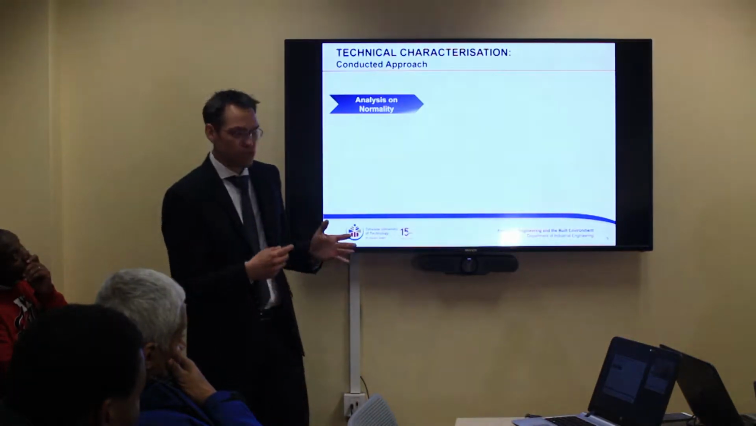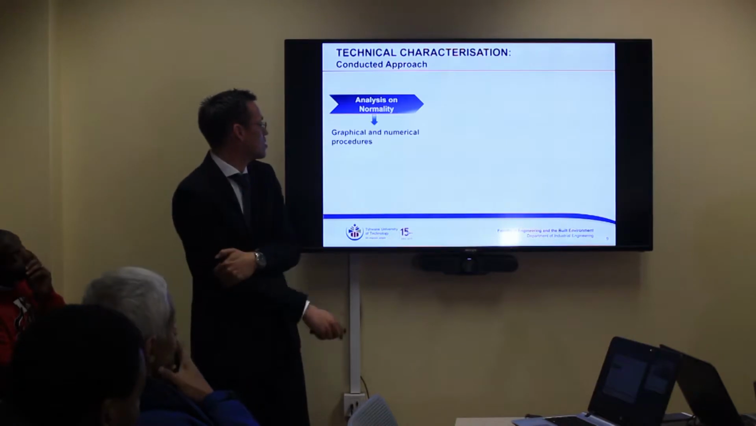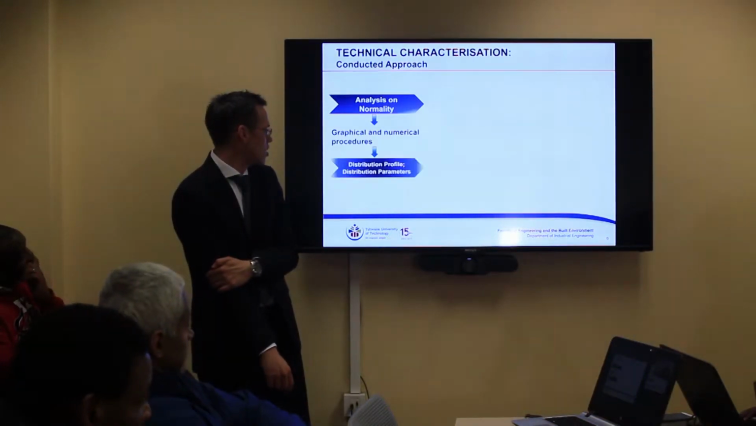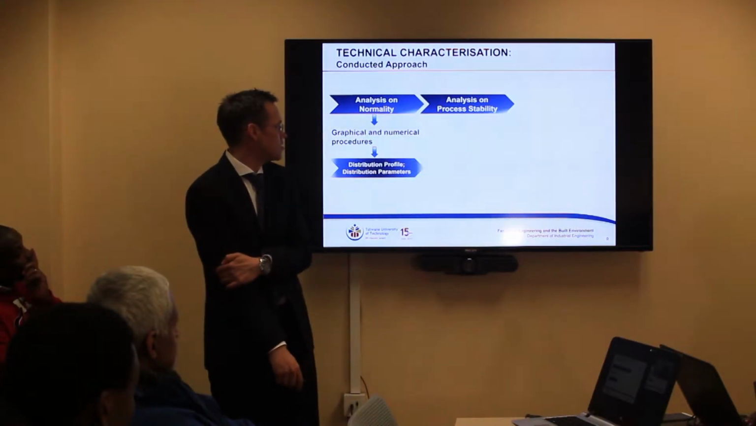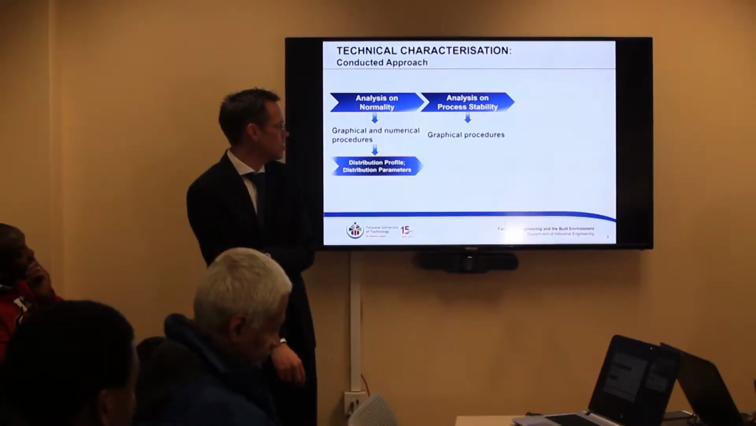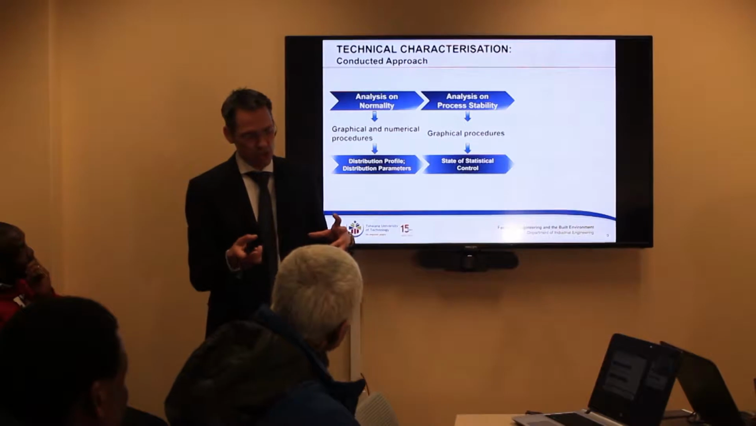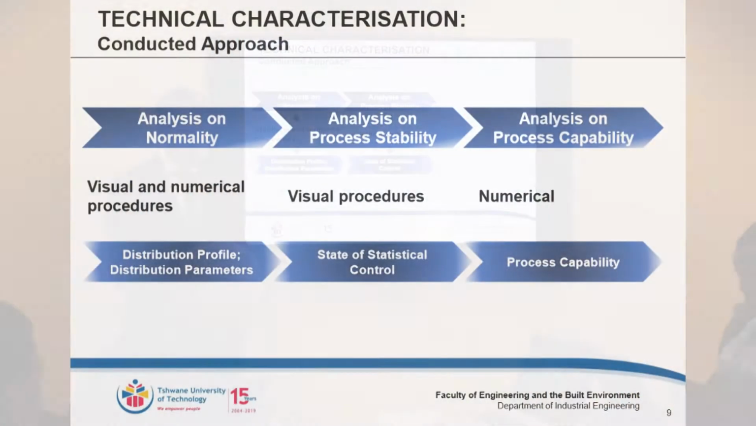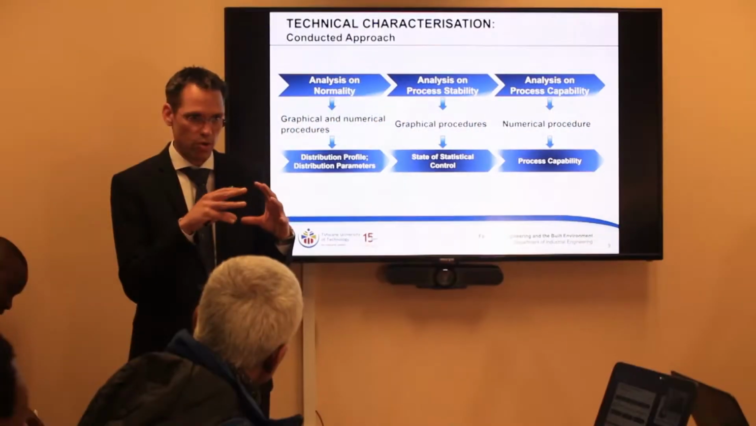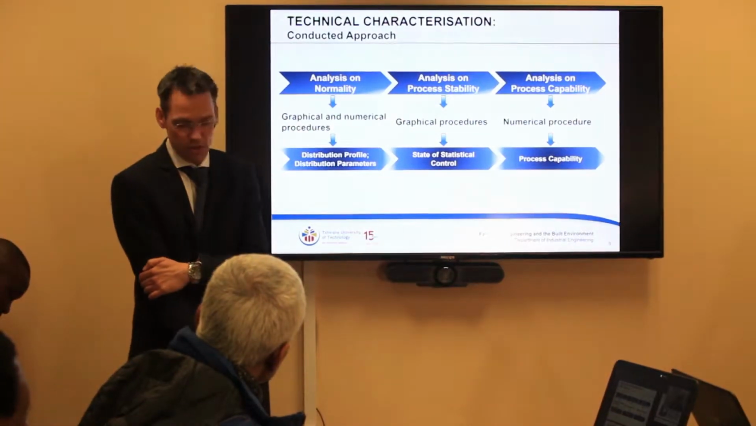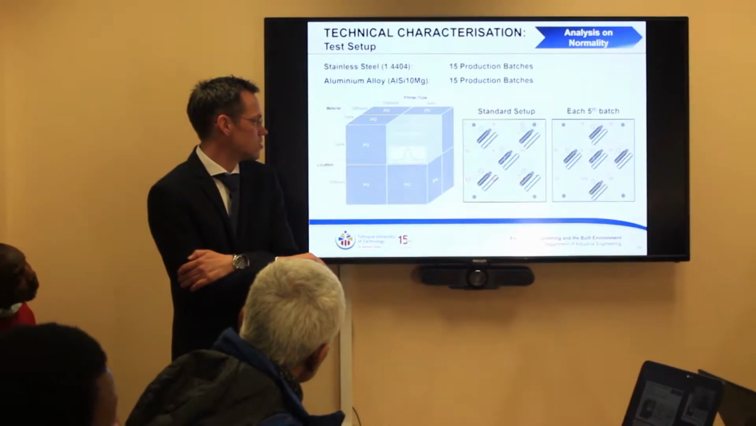So the technical characterization comprises 3 steps. The first step is an analysis on normality to derive the distribution profiles and distribution parameters of certain features. This is then followed by an analysis on process stability, which gives us the answer on the state of statistical control to see if the process is stable. And at the end of the chain, we can then check on the process capability to see if the process is, from a statistical point of view, capable to provide material properties as they are required within the industrial standard.